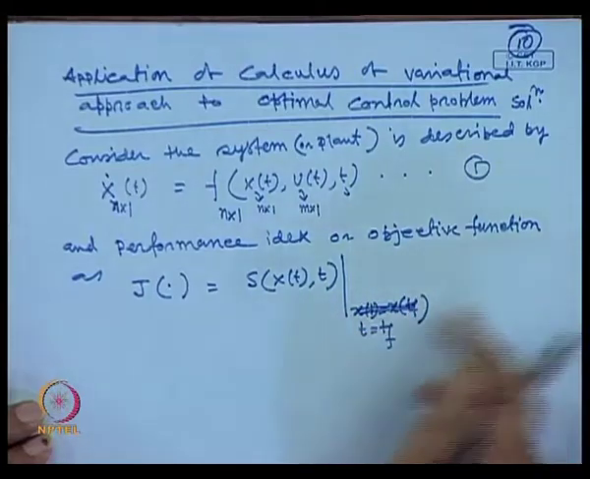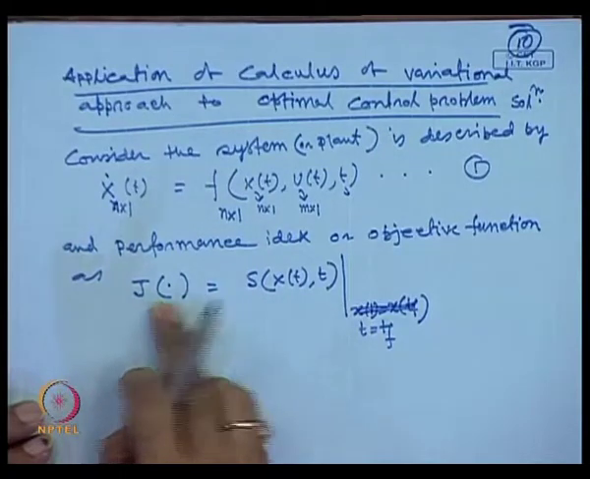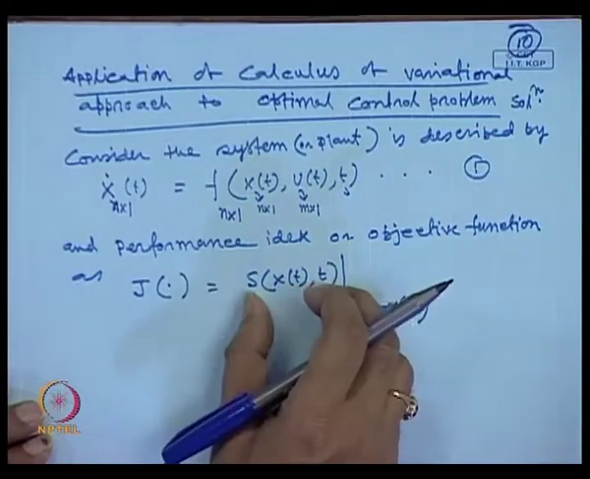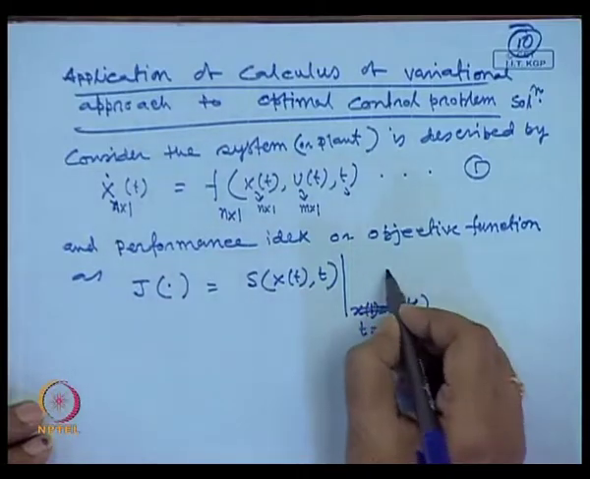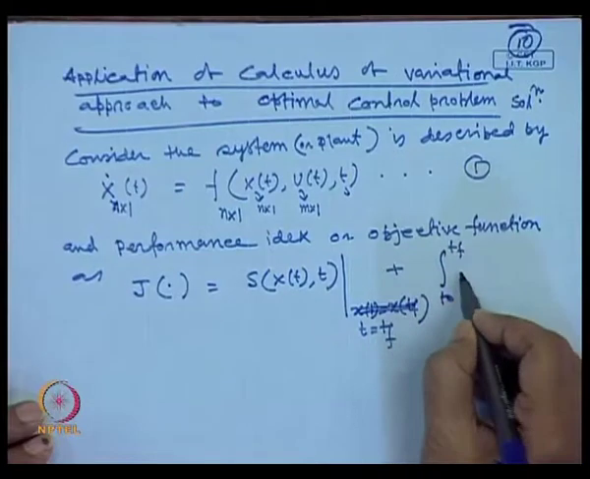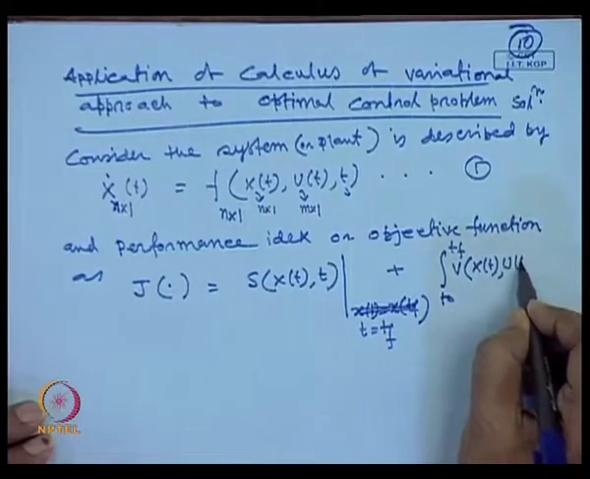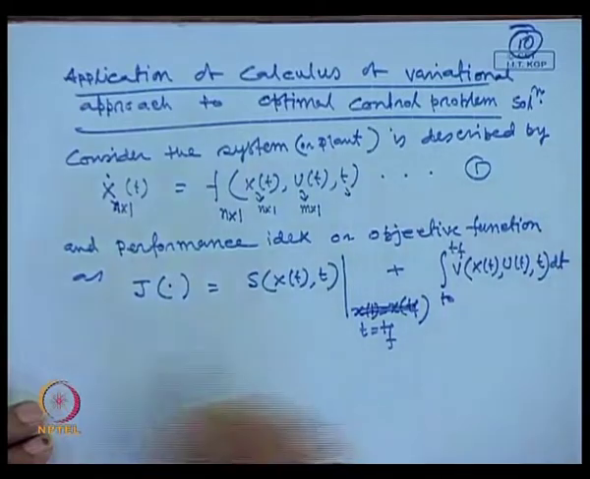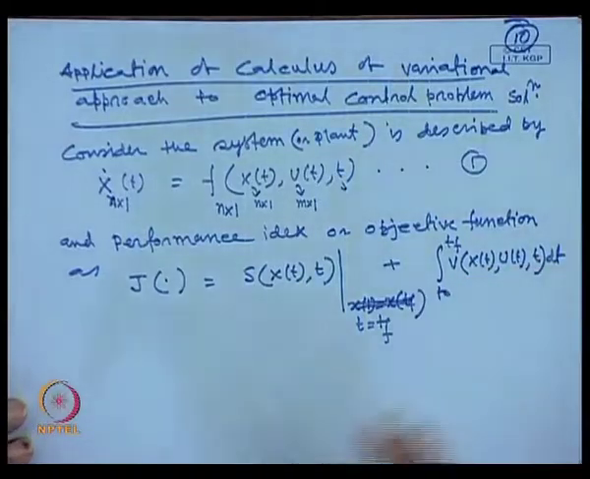This function is a scalar quantity, because the objective function is a scalar quantity; this is also a scalar. It can be a quadratic form, but it is a scalar, a function of x(t) and t. And then we have the functional from T 0 to T f, V is a function of x(t), u(t), and t, d t.